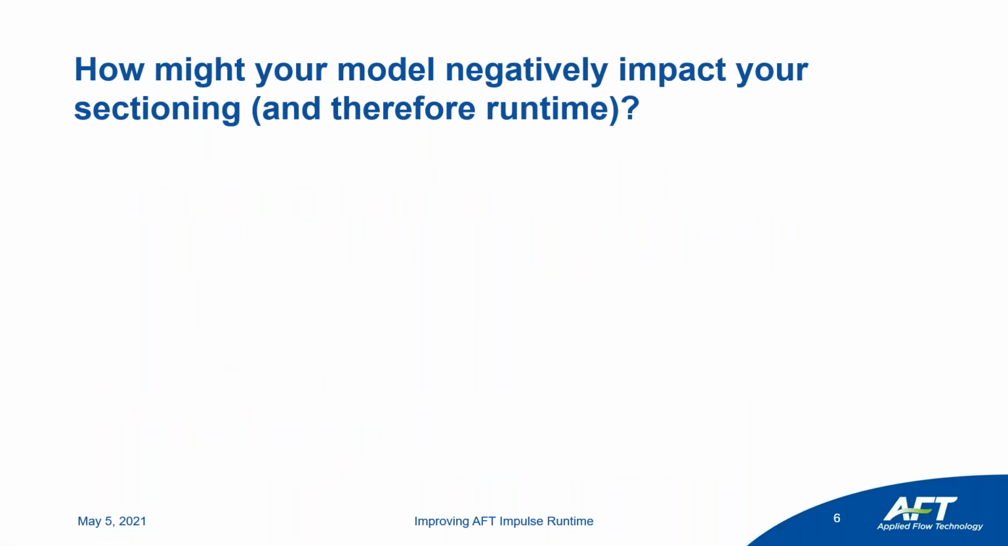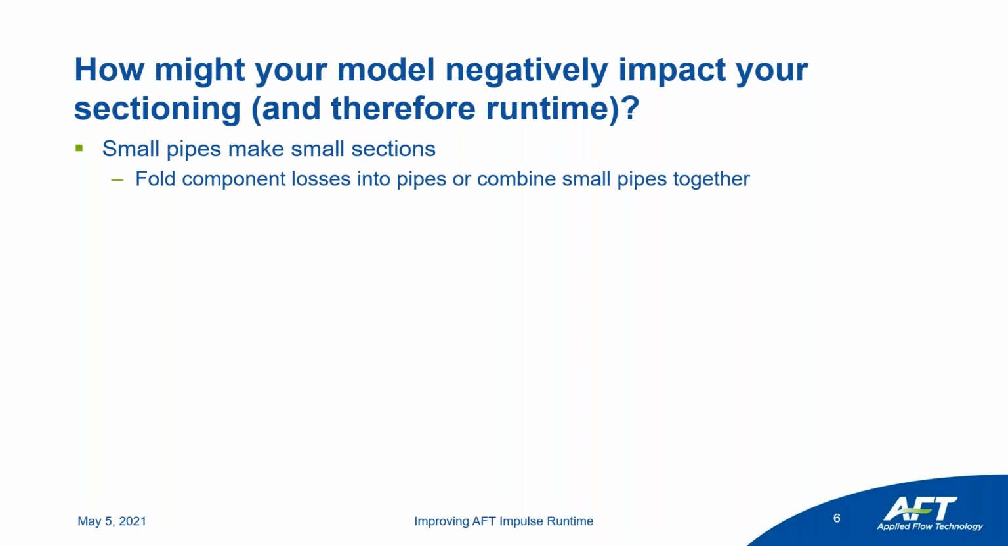So why is sectioning a concern, or why would sectioning within your model cause a longer than anticipated or longer than efficient runtime? One option is you may have very small pipes, which will make very small sections. One thing that you can do is try to fold different component losses into the pipes themselves, or combine different small pipes together. So if, for example, you had a system with a pipe, then a globe valve, and then another pipe, if that globe valve isn't participating in the transient, it may be okay to fold that loss into a pipe and increase the overall section length.